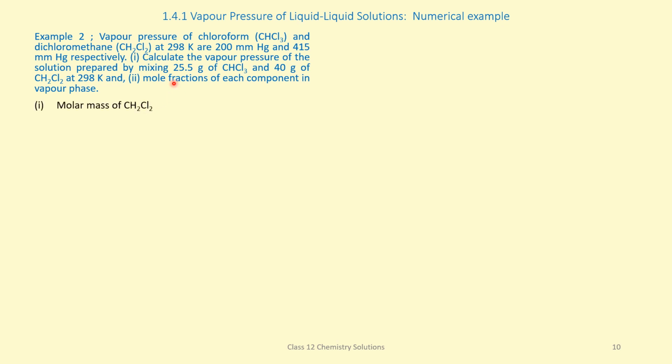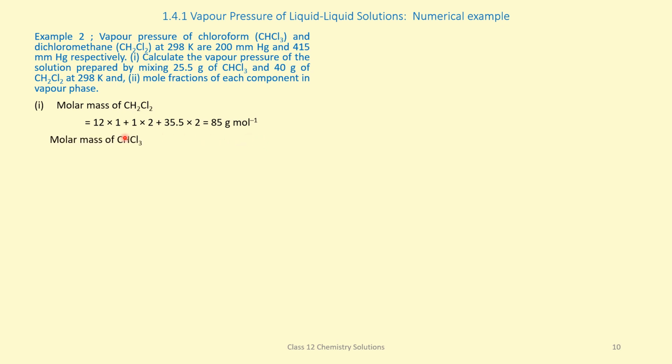First question we will solve. Here they have asked us to calculate the P total, that is total pressure. First, the molar mass of CH2Cl2 is given by: there is a carbon atom whose mass is 12, so 12 into 1, plus H2 is 2 into 1, with atomic weight 1, plus chlorine is 35.5, there are 2 atoms, into 2. So that is 85 grams per mole.